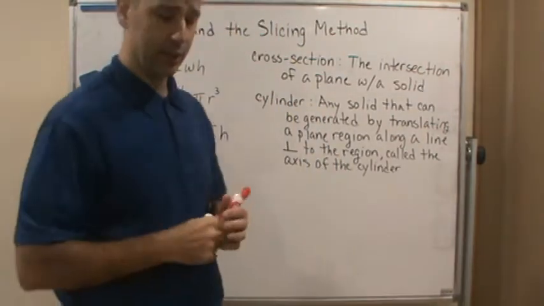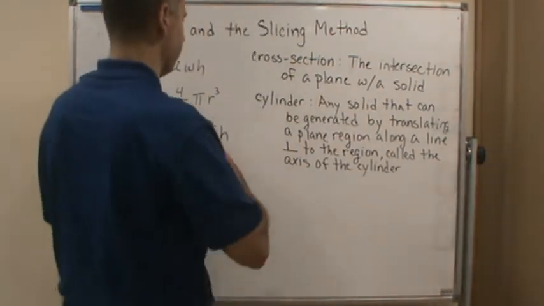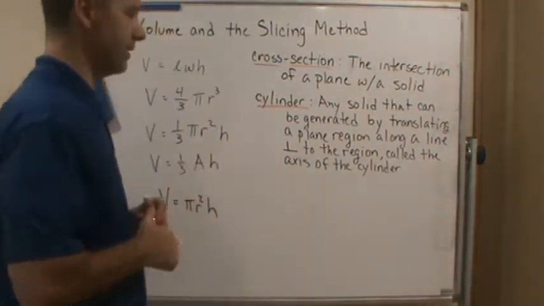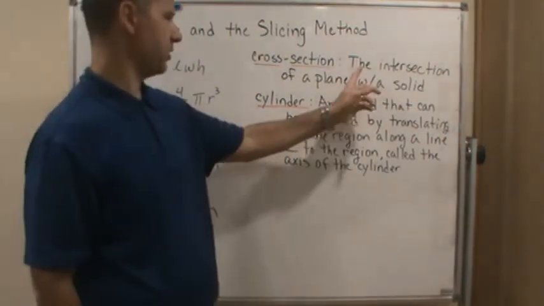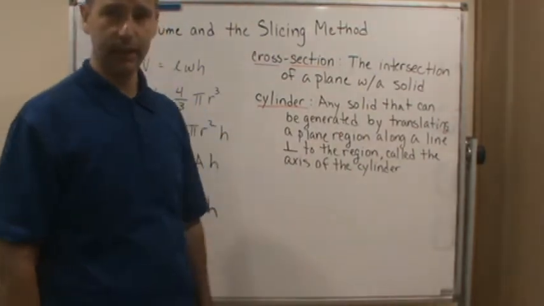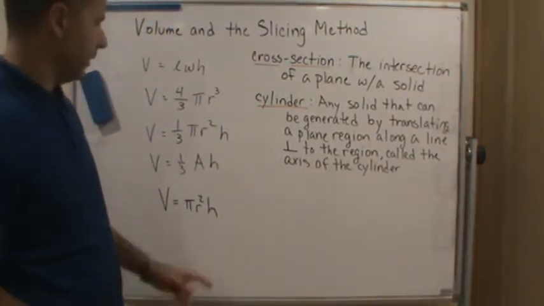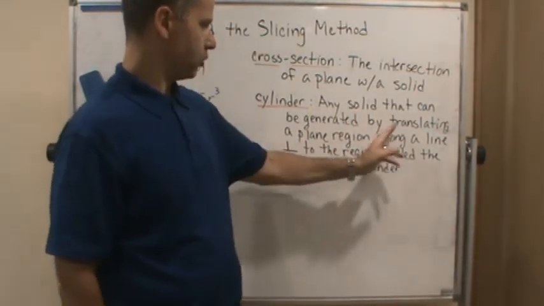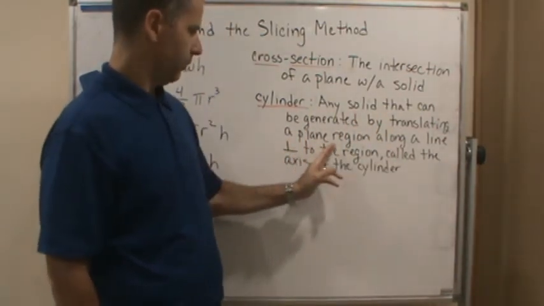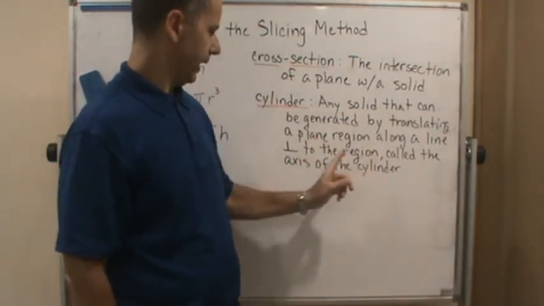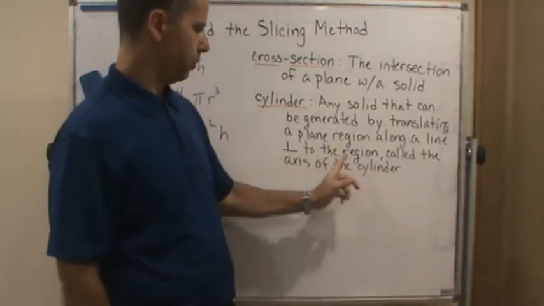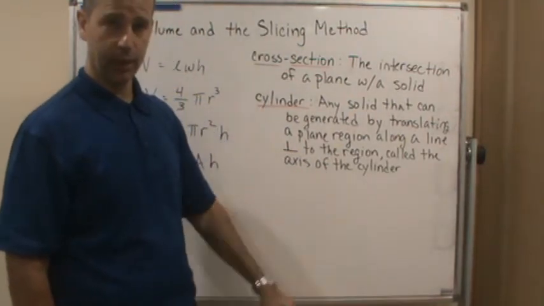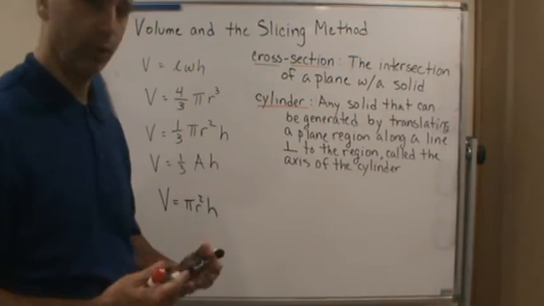So first of all, let's introduce some vocabulary that we're going to need to know and understand. The first one is a cross-section. A cross-section is the intersection of a plane with a solid. That's it. And a cylinder, in this case, is any solid that can be generated by translating a plane region along a line that is perpendicular to the region, called the axis of the cylinder. That's the definition of cylinder that we're going to use.